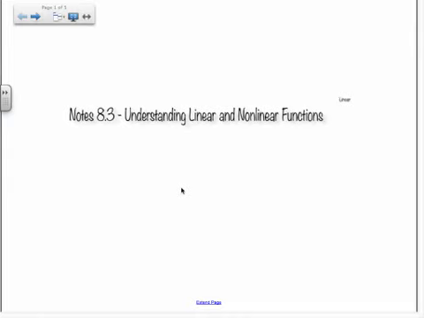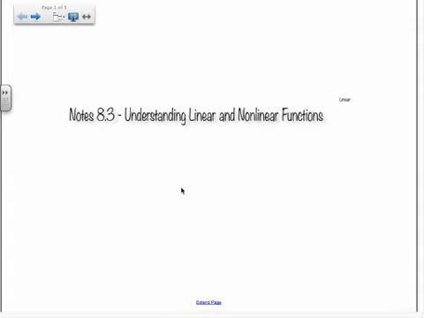Today's lesson is on understanding linear versus nonlinear functions. So we've looked at all sorts of functions, and we've also studied linear functions, but we have to be able to identify if something is linear or nonlinear. Okay, so let's go ahead and do that.